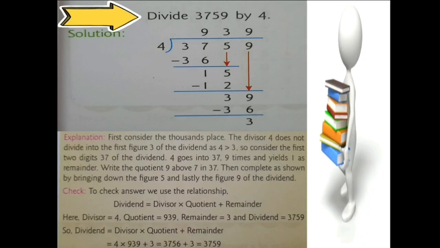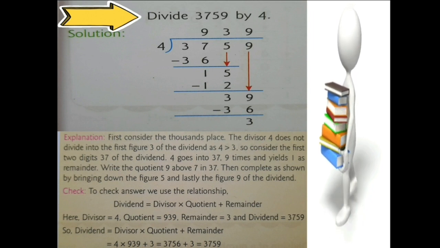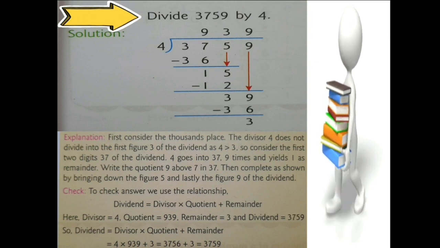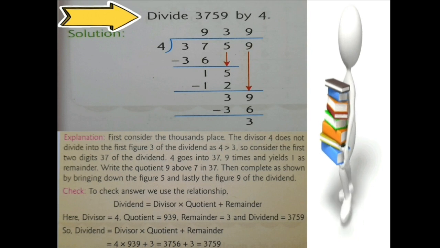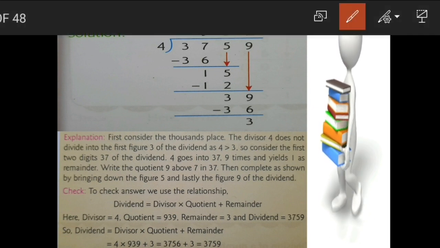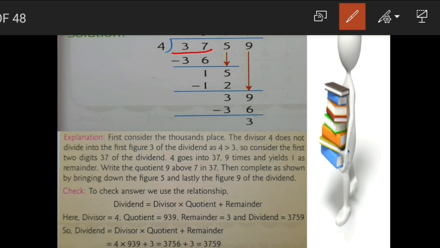Next is divide 3759 by 4. First consider the thousands place. We will see what is there in the thousands place. The divisor 4 does not divide into the first figure 3. Why? Because 3 is smaller than 4, or 4 is greater than 3. So consider the first 2 digits. Because we cannot divide 3 by 4, we will consider these 2 digits, 37. And we know 4 nines is 36.